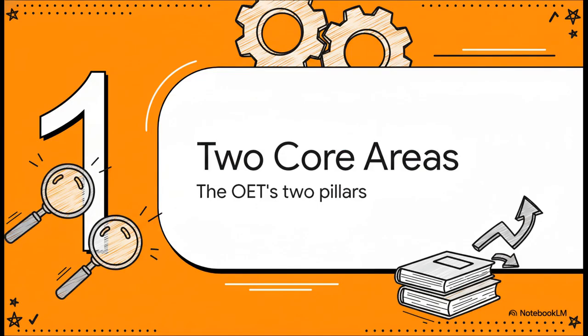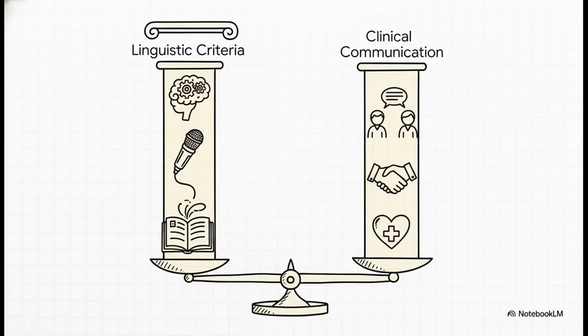So, how do they actually assess this professional communication? It's all broken down into two main pillars. Getting your head around this structure is the very first step to practicing the right way. Think of it like two sides of the same coin. On one side, you've got the linguistic criteria. That's the nuts and bolts of your English. And on the other, you have the clinical communication criteria, which is all about how you use that language when you're with a patient. The test gives a lot of weight to both, so you really can't ignore either one.